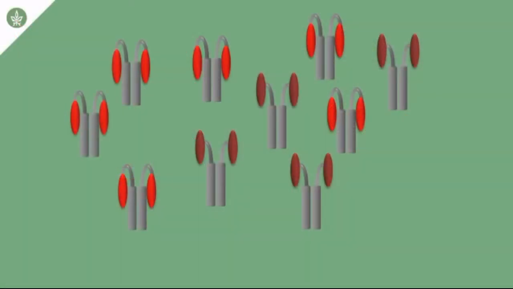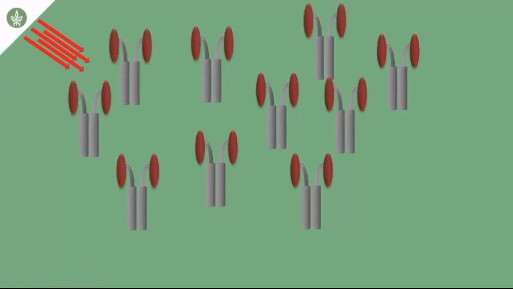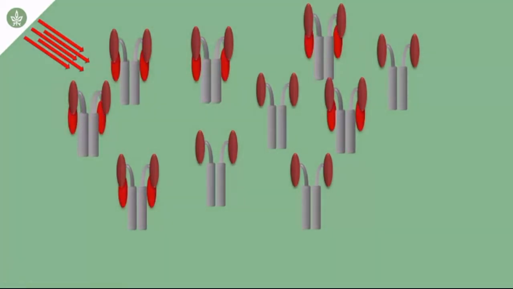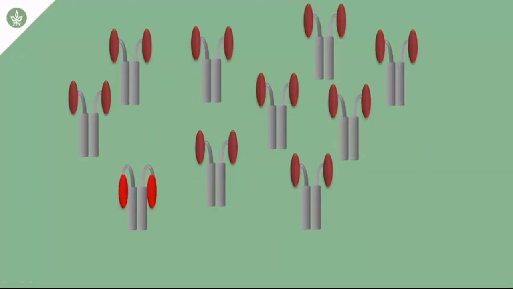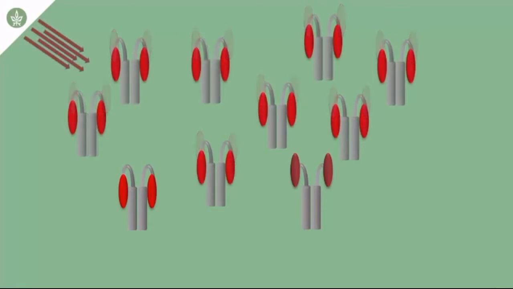So again, let's repeat this. We have the first form, which is called PR. PR is inactive. When PR absorbs the red light, it changes its structure. It now becomes PFR, and PFR is the active form of phytochrome. This would be the form that would be activating flowering in a long day plant. When PFR absorbs the far red light, it changes its structure back to PR, and it gets turned off.